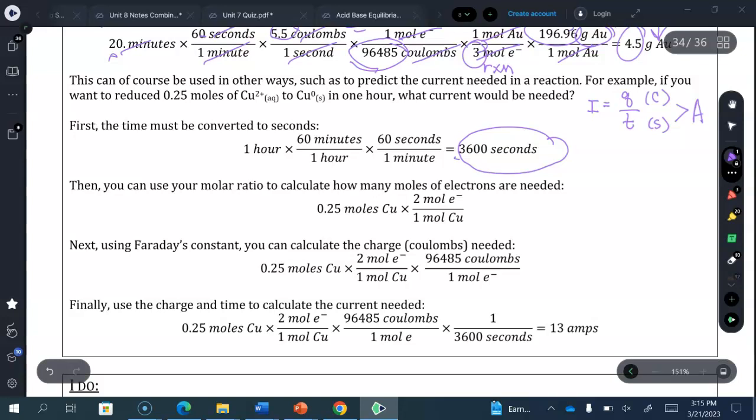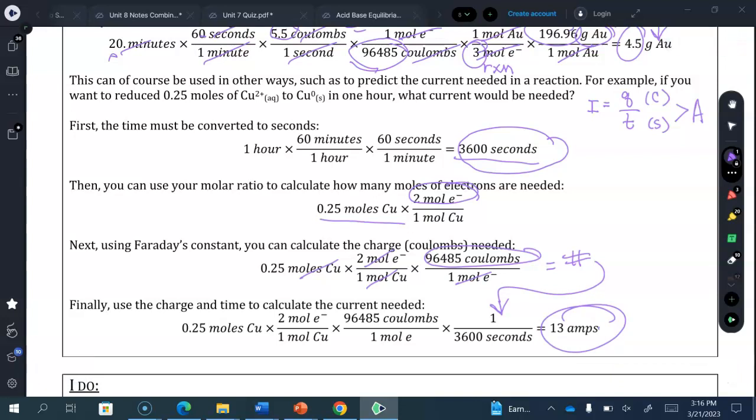So I convert the time, 1 hour, to seconds. Then I change my moles to moles of electrons, then to coulombs. So this is my final conversion here, and I end up with a specific number of coulombs. And then I divide by the 3,600 seconds to get 13 amps.